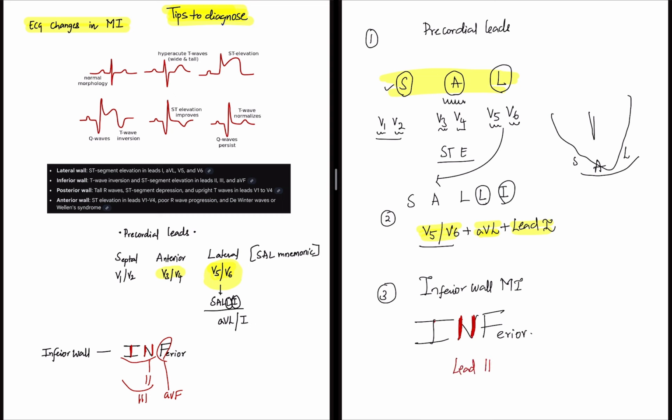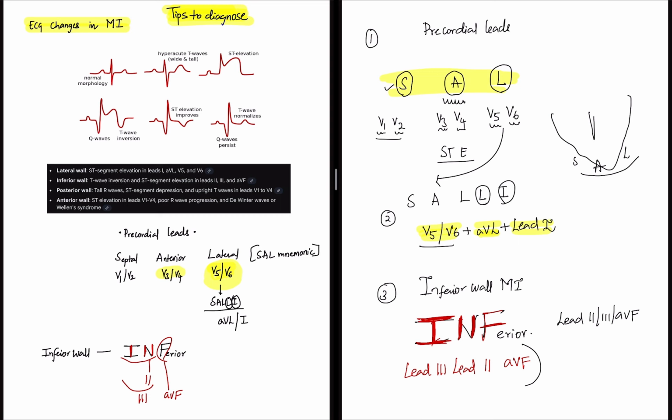Similarly, this I has 3 lines in it, so it is lead 3, and you have F, that means AVF. Now this is pretty simple. If you want to identify or diagnose inferior wall MI, the leads that you need to look at are lead 2, 3 and AVF. Simple, right? So these are the various leads that you look at.